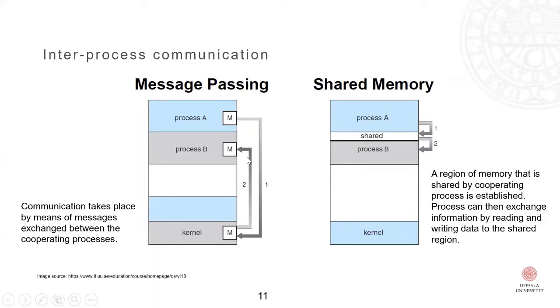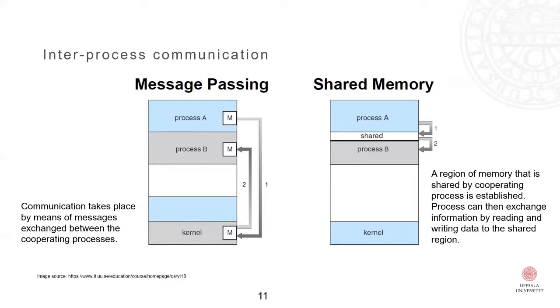There are different approaches. The first one is called message passing. In this case, the communication takes place by means of messages that the processes send to each other, and they can send it via the kernel. So in this case, you see that process A wants to send some message, so it writes it somewhere in the kernel, and whenever process B wants to access this message, it will fetch it from the kernel.